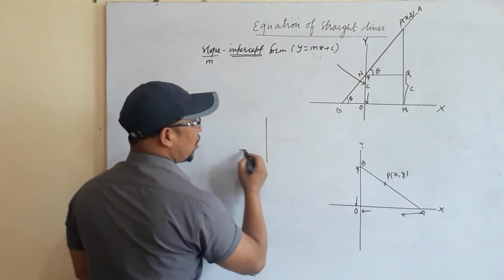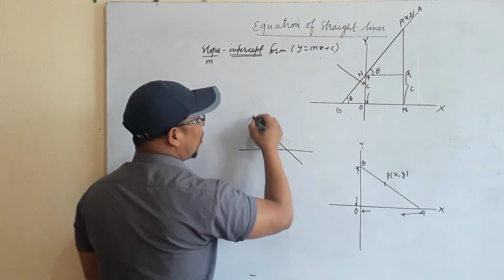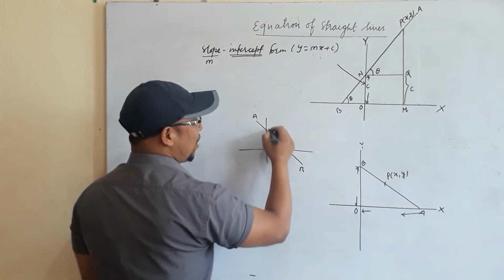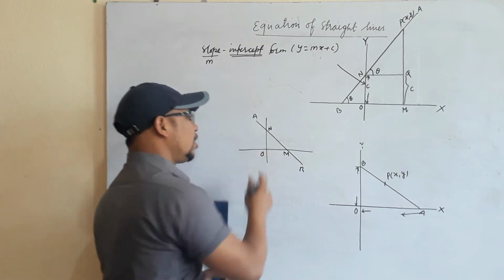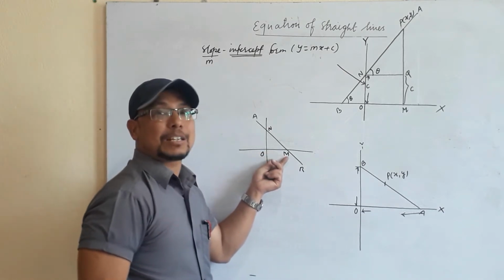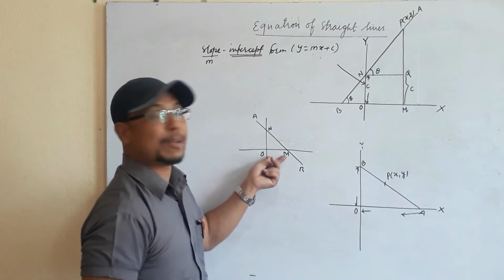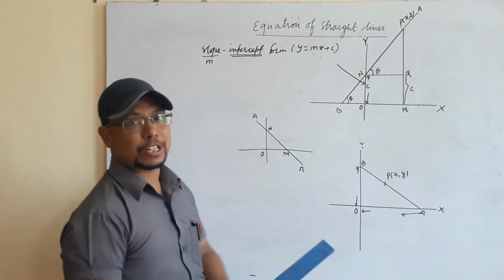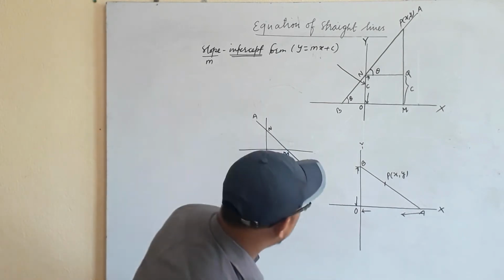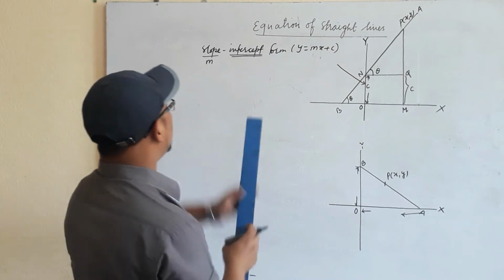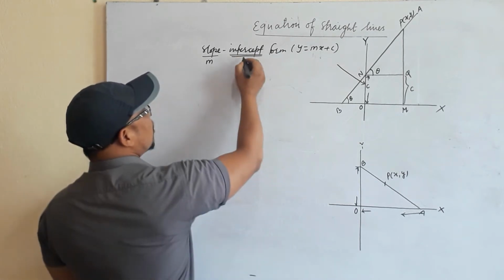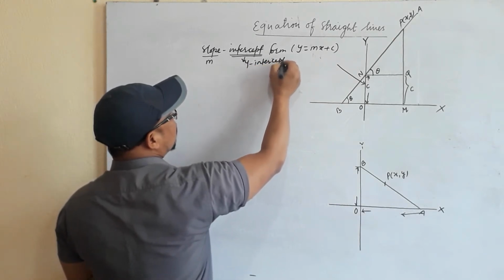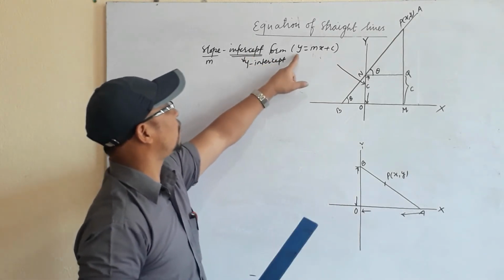Intercept means this: if there is any coordinate axis and a line AB crosses the axes at points, let us suppose, M and N, and this is the origin O. Now see, OM is the part of the x-axis, so OM is called the x-intercept, and ON is the part of the y-axis, so ON is called the y-intercept. Okay, so these are the intercepts. And here in the slope intercept form, this intercept is the y-intercept.